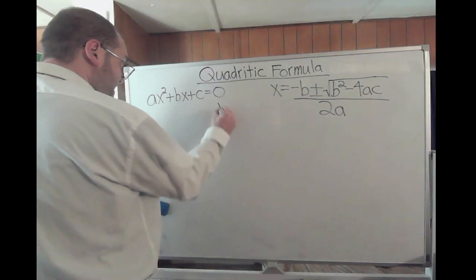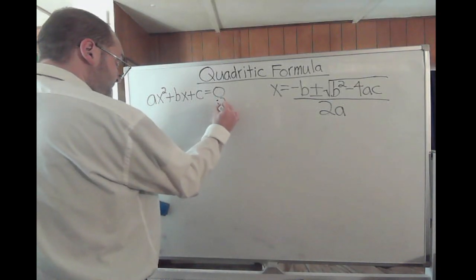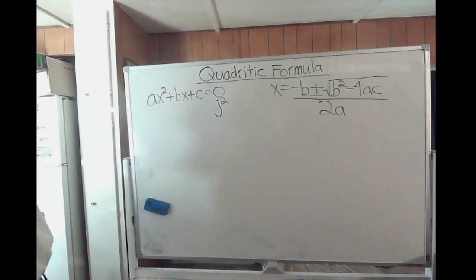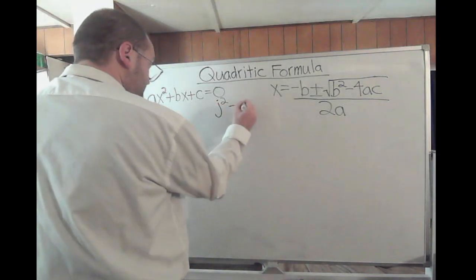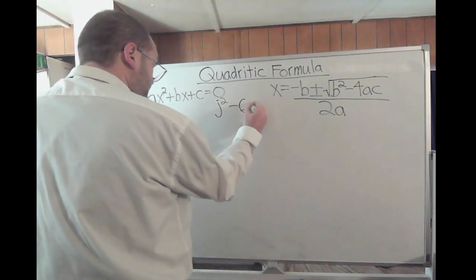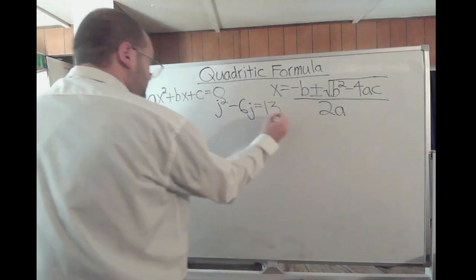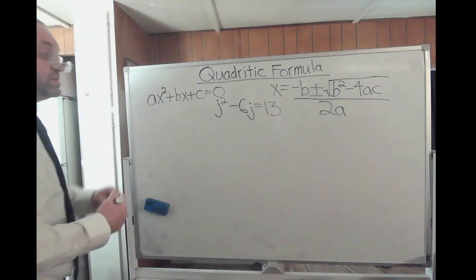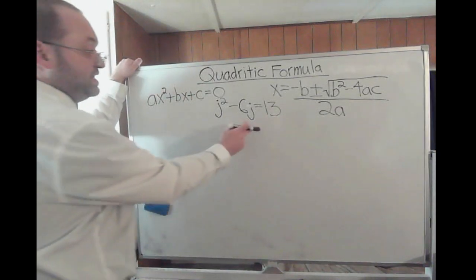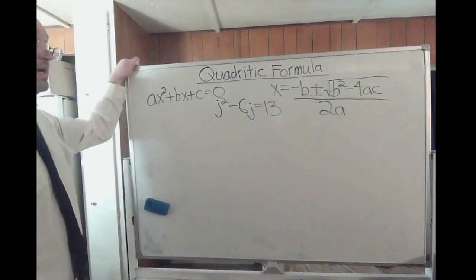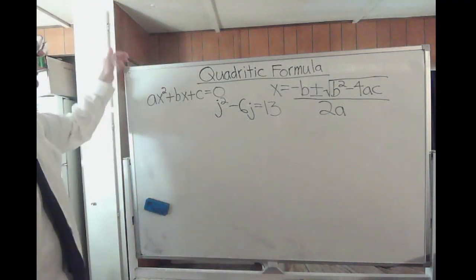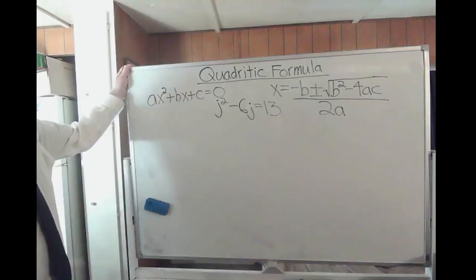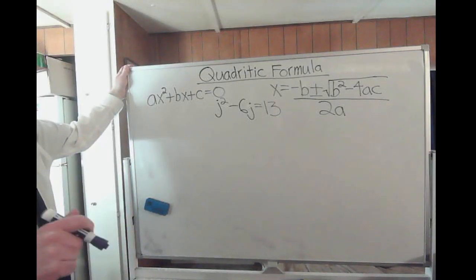So we have j squared minus 6j equals 13. Well, this one looks nice enough where we could complete the square. And we could do this by completing the square, but today we're only focused on the quadratic formula.